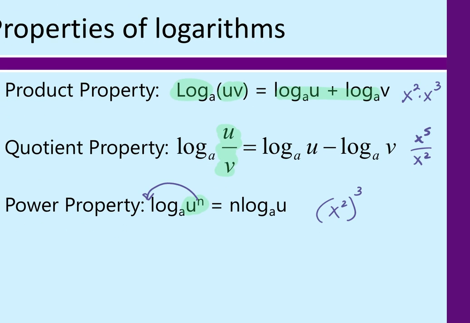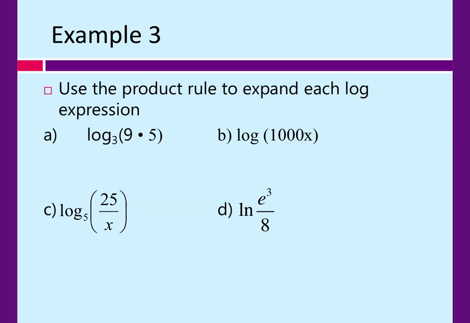Now we will use this in both directions. We will take something that is a product, we will break it apart as an addition statement, and we will take something that's an addition statement and we will condense it into a product. So you're going to both expand and condense. Example 3. It says use the product rule to expand. So first of all, at some point it might just say simplify, or it might say expand or condense. You would have to know which one to do. In this case, I only have one log in each of these questions, so I know I'm expanding.